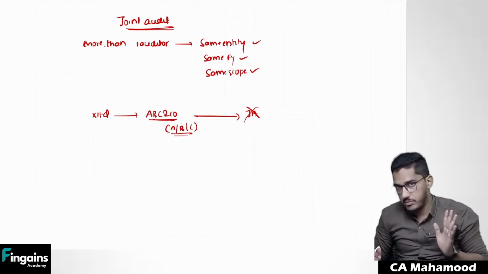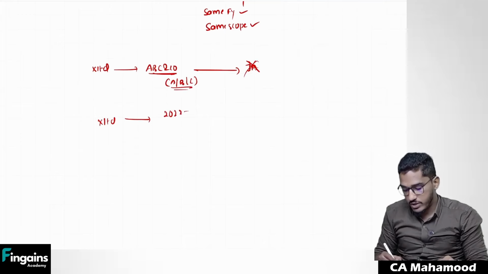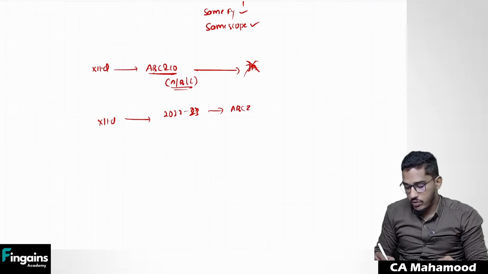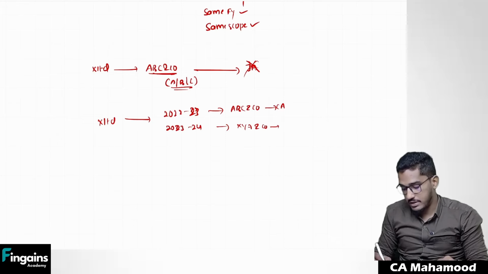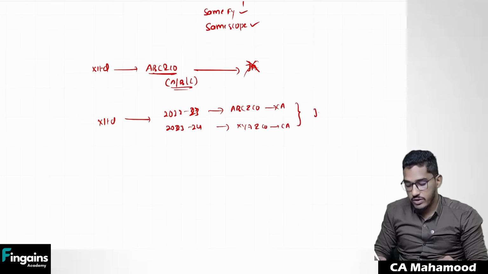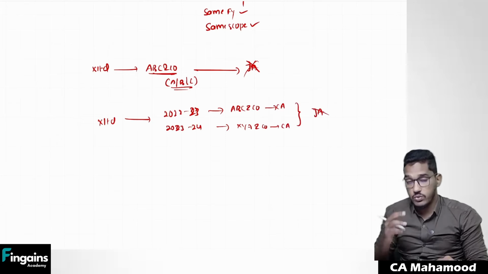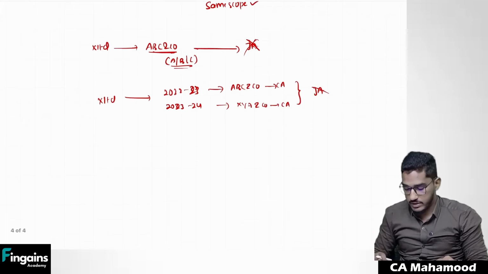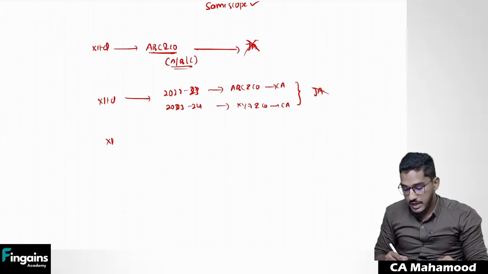There is a company, X Limited. For the financial year 22-23, they have appointed ABC and Co, an audit firm, as company auditor. For the financial year 2023-24, they have appointed another firm, XYZ and Co, as company auditor. Can we call this a joint audit? No, because for two different financial years, two auditors were appointed. This also we can't call a joint audit.